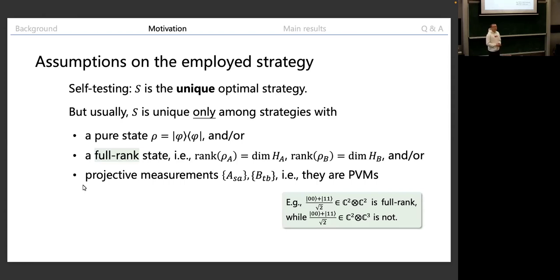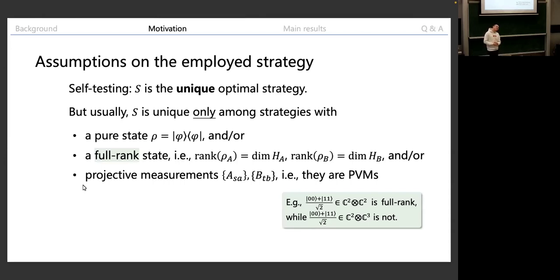Okay. So here is a very simple example. This maximally entangled state in C2 times C2 is, of course, full rank. But if we somehow embed the same vector into a bigger Hilbert space, for example, C2 times C3, then it's not full rank. Yes, and this is because we can't really see what happens outside the support of the state, right? Because if the state, for example, doesn't occupy the whole space of HB, then whatever you measure outside the support won't affect anything in the winning probability.